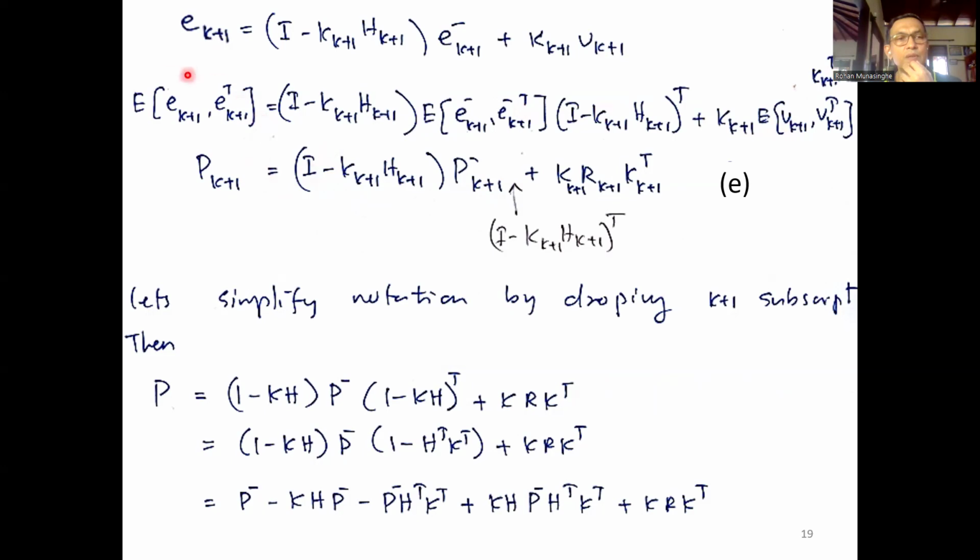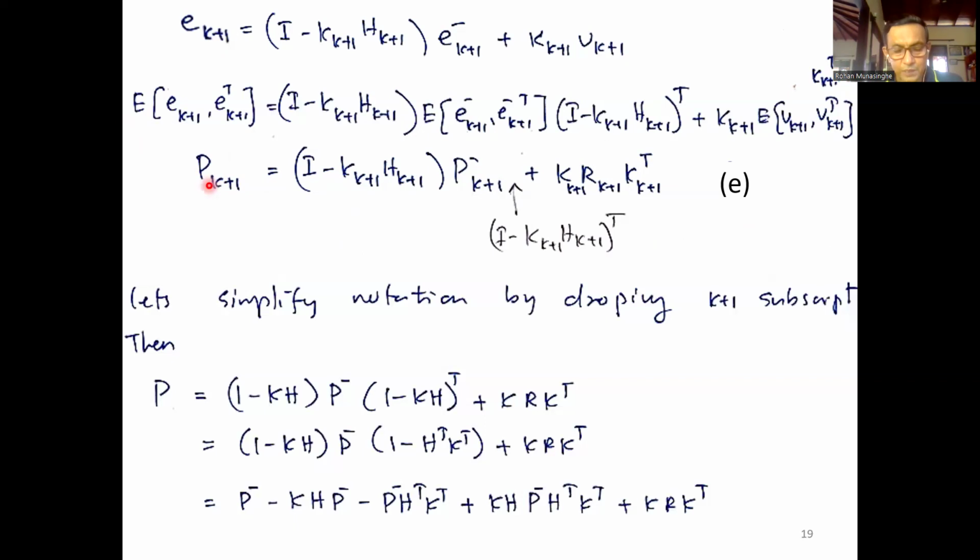So the left-hand side is actually the covariance of the error. This is e_{k+1}, error at k+1. There's no negative sign over here, right? This is the corrected one. This is what the Kalman filter outputs, right? This is my state prediction, and this is the variance, okay? So it produces this P matrix.